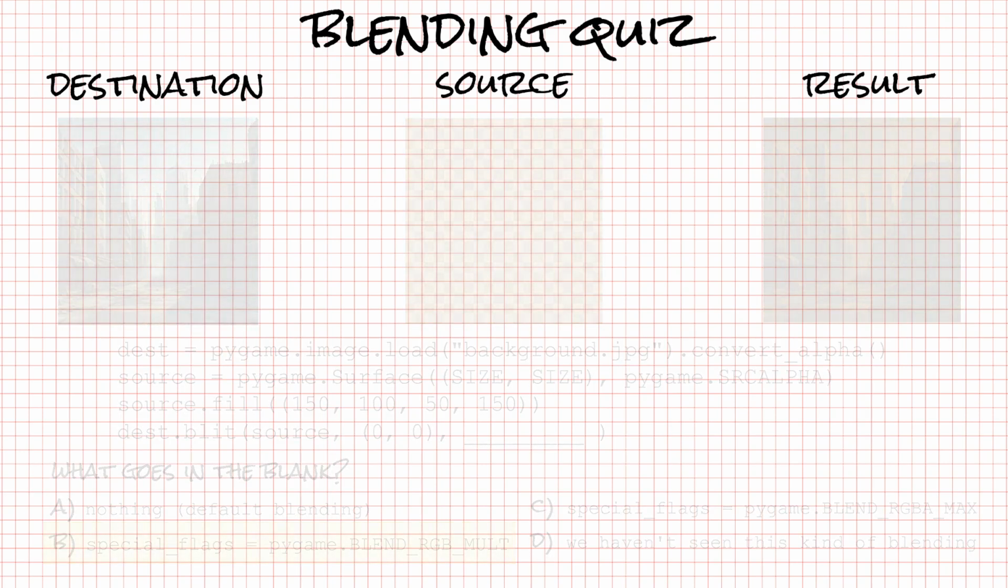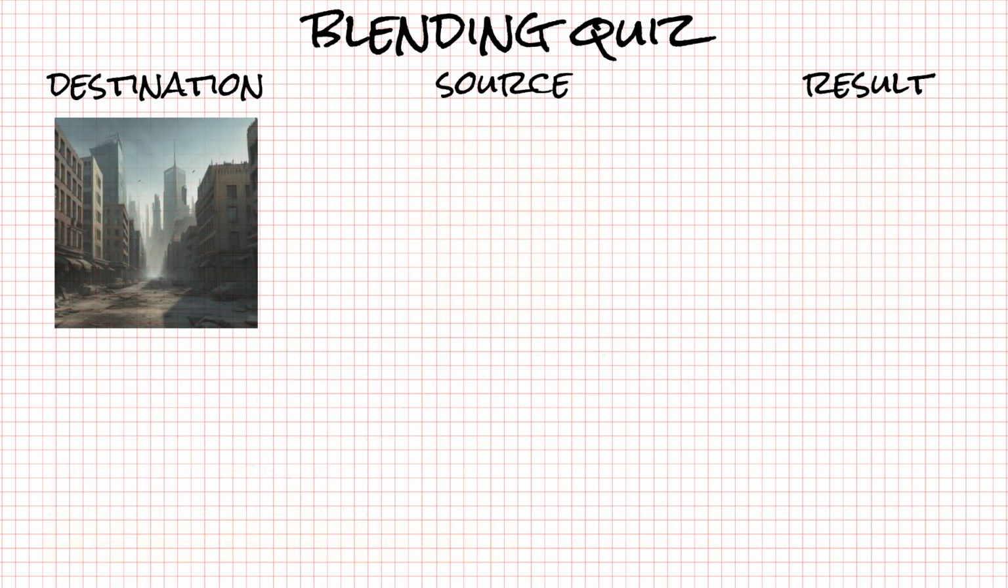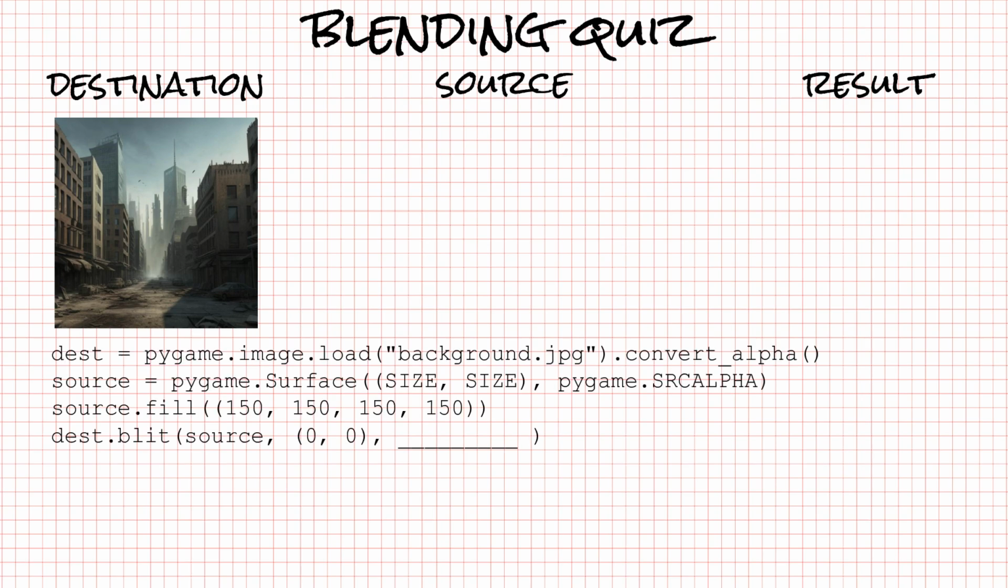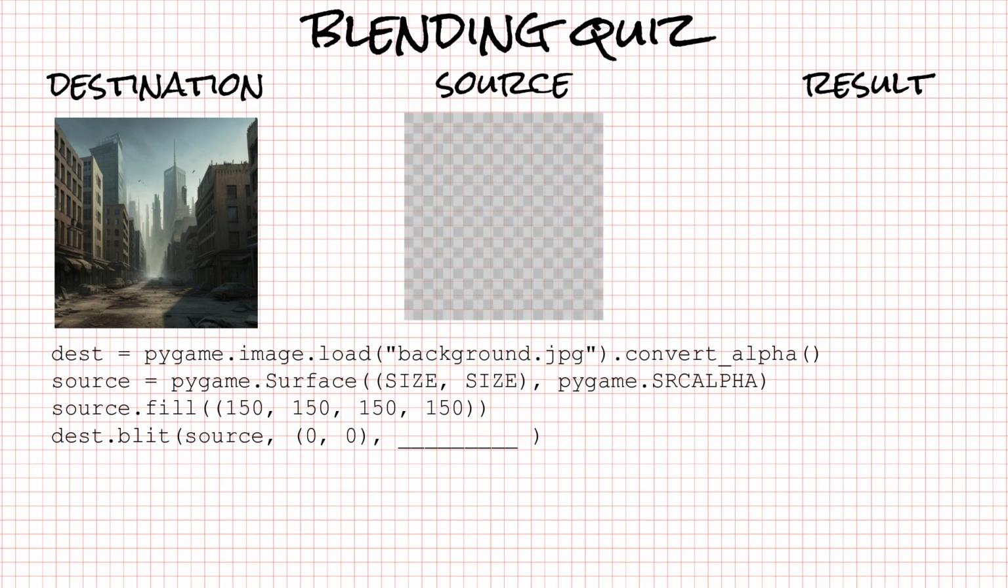Ready for another? On the left is the destination surface created with dest equals pygame.image.load background.jpg.convert alpha. This is the destination image from the prior question, and again, it's a fully opaque image. In the middle is the source surface created with source equals pygame.Surface size, pygame.SRCALPHA, and then source.fill 150, 150, 150, 150.